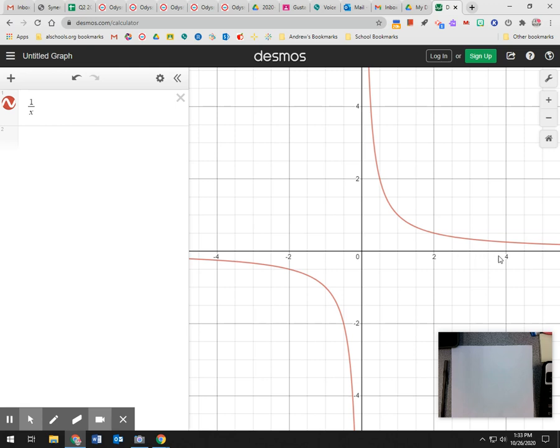So as x goes towards infinity, this horizontal line gets closer and closer to 0, but never quite gets there. Same thing going the other direction. It'll never quite get to 0 going towards negative infinity, but it'll get super duper close. So these asymptotes are super duper close, but never quite getting there.